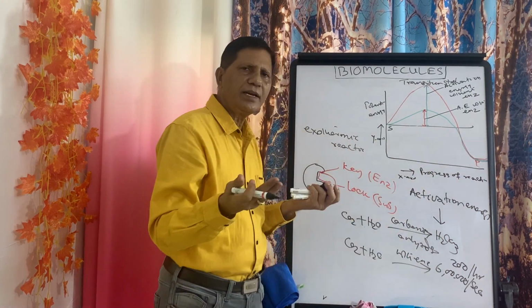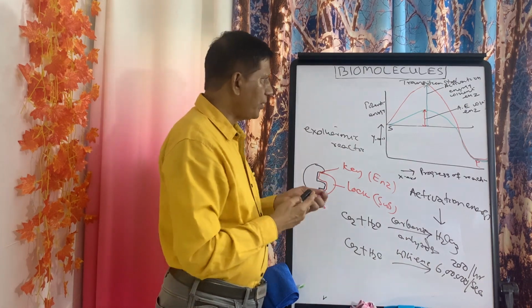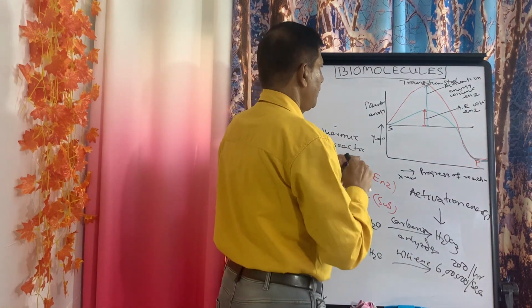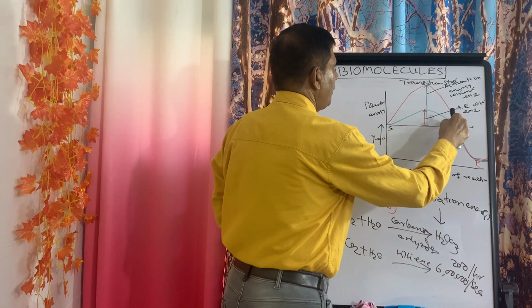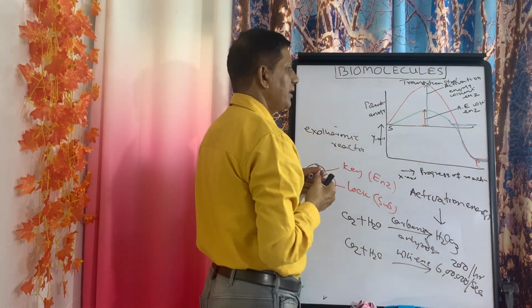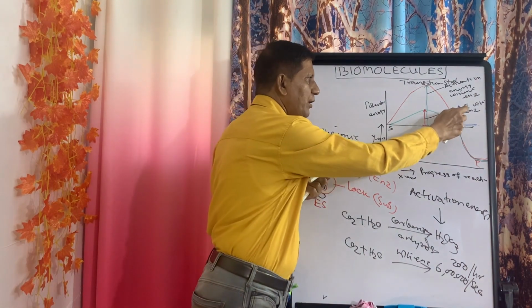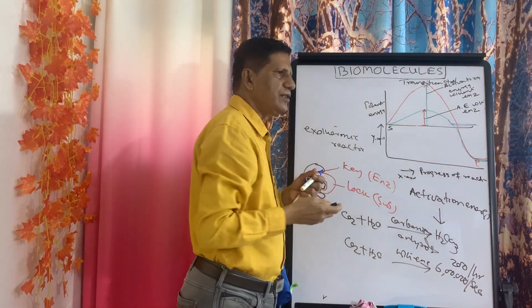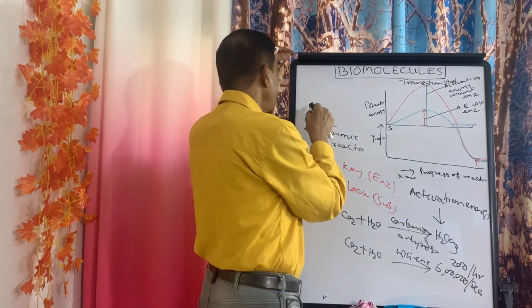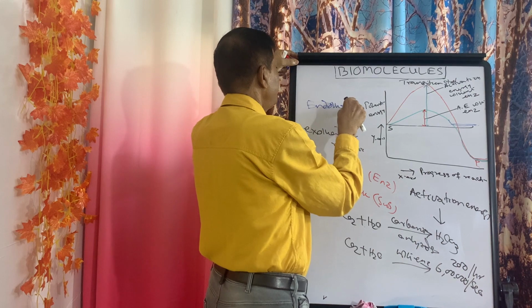So what happens to the remaining energy? That has been liberated. Suppose it would have been somewhere here, above the substrate level. That means it requires more energy. That means in that case the product energy is more than the substrate energy. That means that is the endothermic reaction. Endothermic reaction.